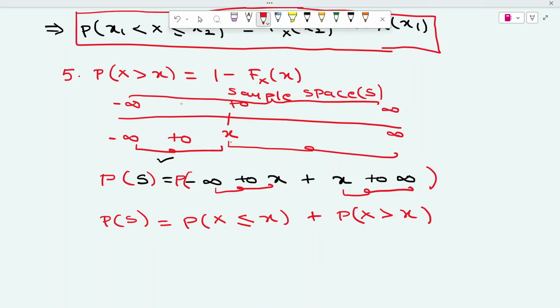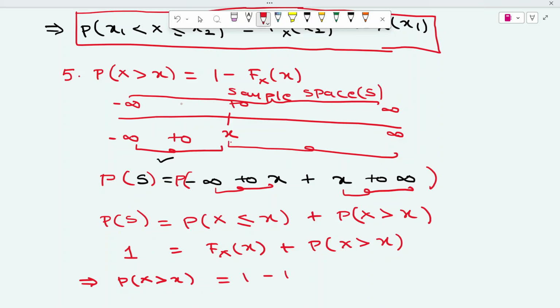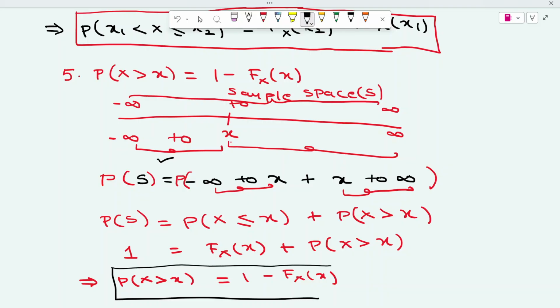What is the probability of the sample space, friends? It is 1. Probability of x less than or equal to small x is nothing but Fx of x, plus probability of x greater than x. So what we require, probability of x greater than small x, is nothing but 1 minus Fx of x. So this is the proof for the final property. These are the 5 properties which are important while solving problems in probability.